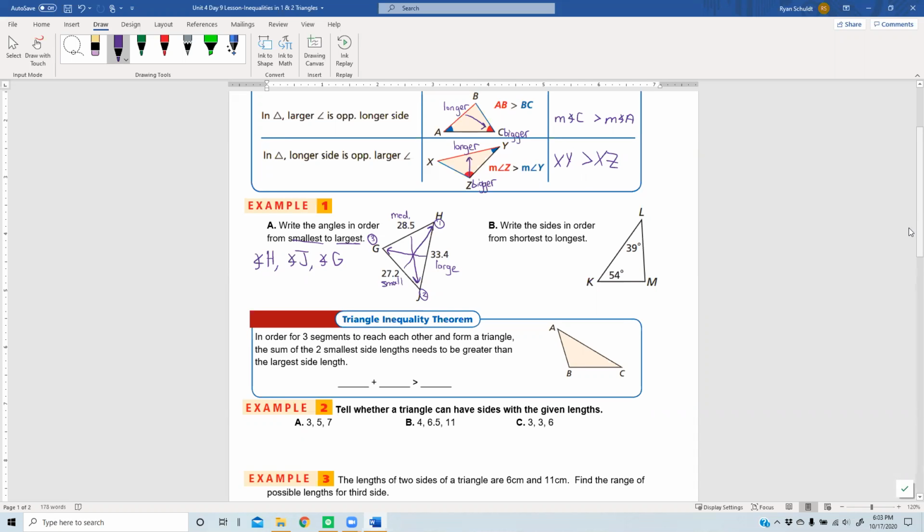Okay, now they're flipping it on us. They're giving us angles, and we have to name the sides from shortest to longest. Well, they only give me two angles, but what do I know about all the angles in a triangle? They add up to 180. So I have to do 54 plus 39. That gets me 93. And then do 180 minus 93 to get 87. So this angle right here is 87 degrees.